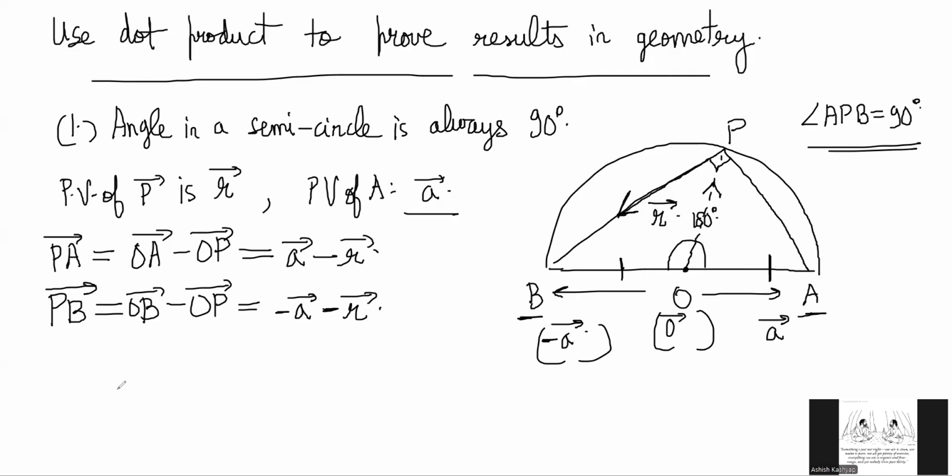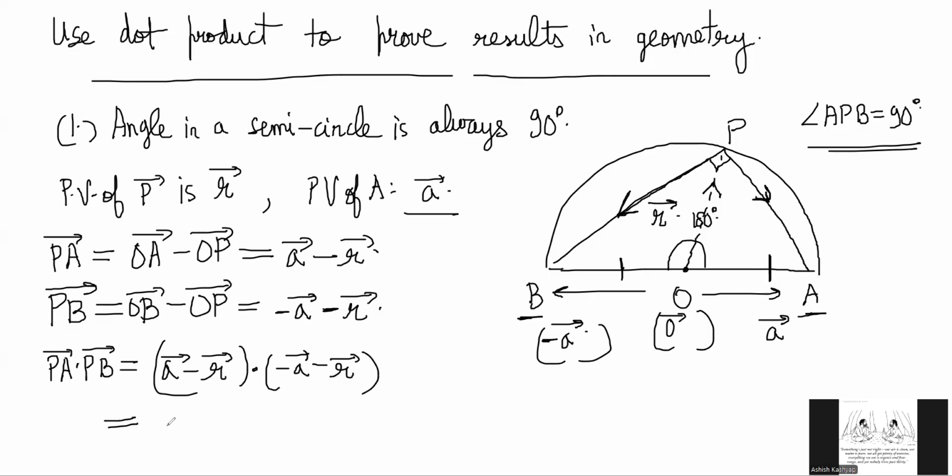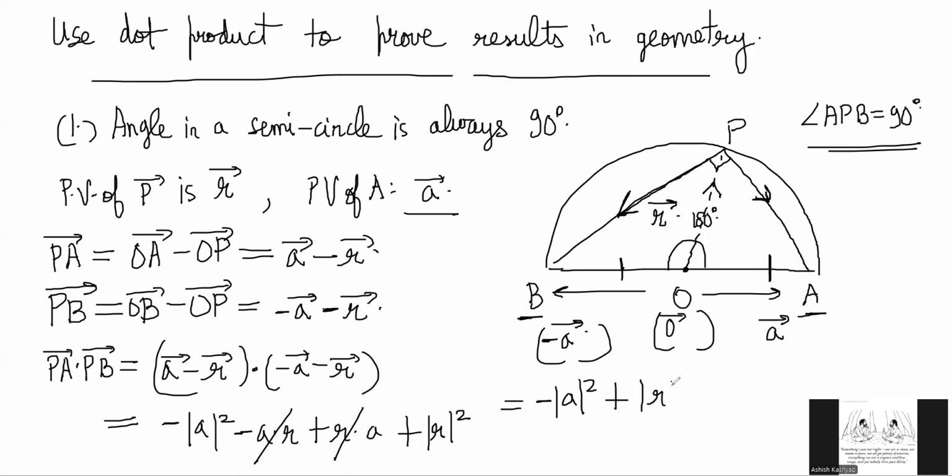And now we have to show that the angle between PA and PB vectors is 90 degrees. So I can do dot product of PA dot PB, right? So PA dot PB is coming out to be what? A minus R dot product with minus A minus R, right? So let's see what happens. This is minus of mod A square and minus A dot R plus R dot A, and then you have plus mod R square, right? So notice that A dot R and R dot A get cancelled, and you have minus mod A square plus mod R square, right?